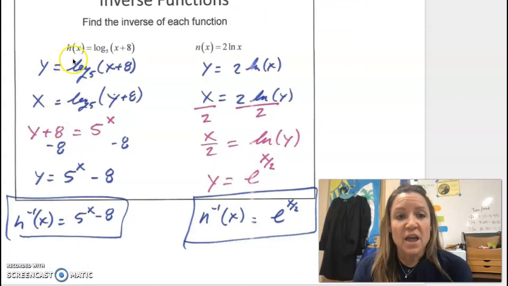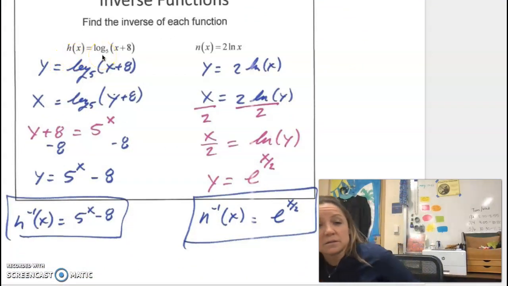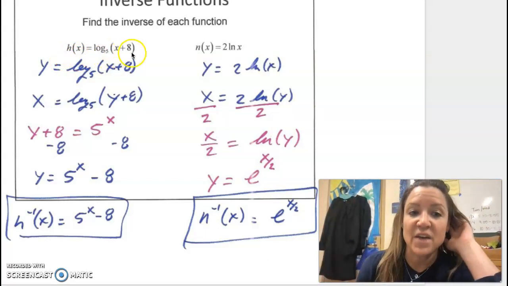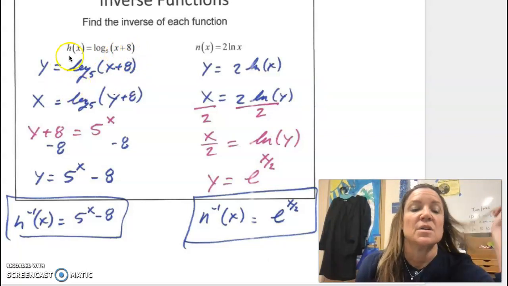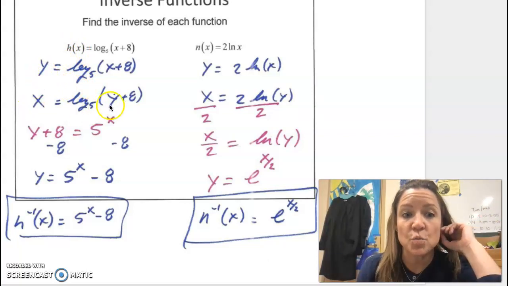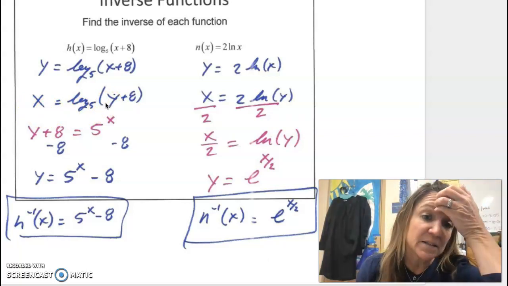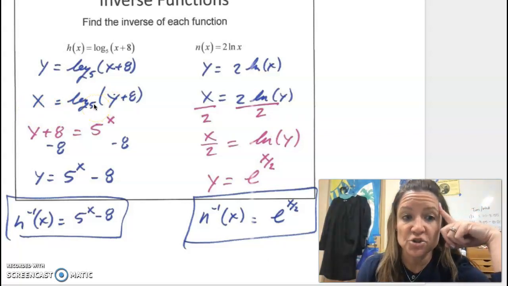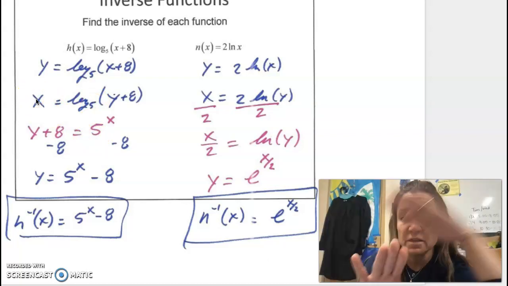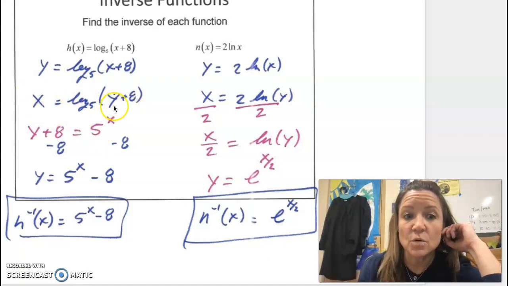On the left, we have h(x) equals log base, is that a 5? Yeah, that's a 5. Looked like a 3 for a second. Okay, log base 5 of x plus 8. So we're going to change the function notation to our y. Then we're going to swap our variables here. And now we are going to write this in exponential. So I can take this 5 as my base right here to the power of the x. Usually it's on the other side, and that's going to be equal to y plus 8.